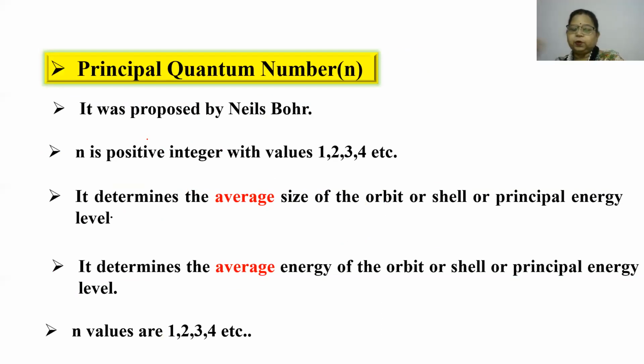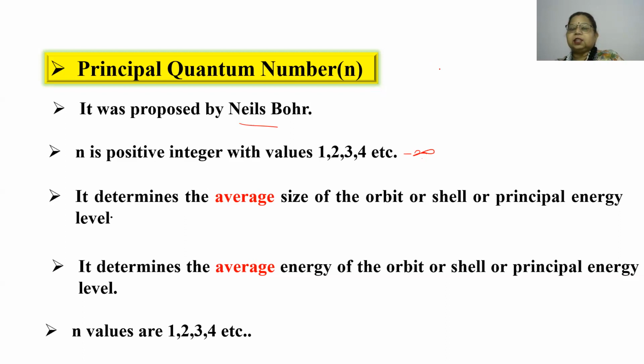No. Please look at the slide carefully. Look at the word which is written in red. I have purposely put it in red. N will tell this is the historical purpose. Its value can be 1, 2, 3, 4 until infinity. I believe you know that very well. Now, what do I mean? It determines the average size of the orbit or shell or principal energy level and the average energy.